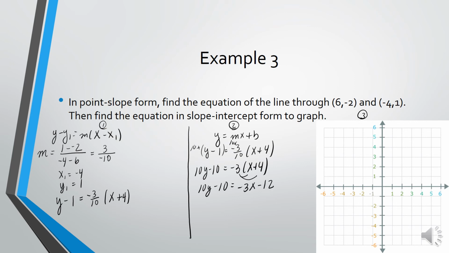And we're getting pretty close here. So I'm going to add 10 to both sides. Remember, the goal here is to get y by itself. So 10y equals -3x minus 2. And last thing, divide by 10. Remember, divide everything by 10. So I'm going to get -3/10 x minus 1/5.